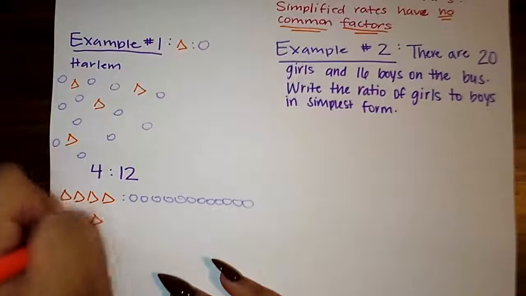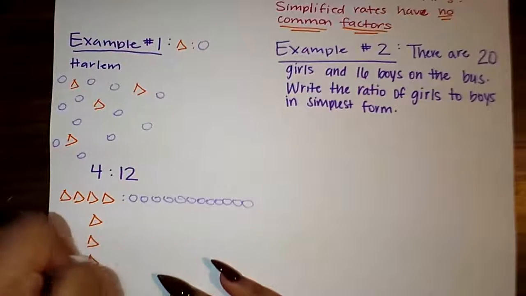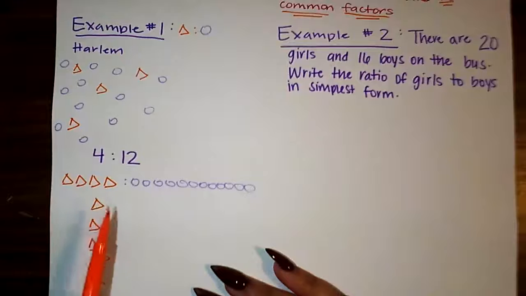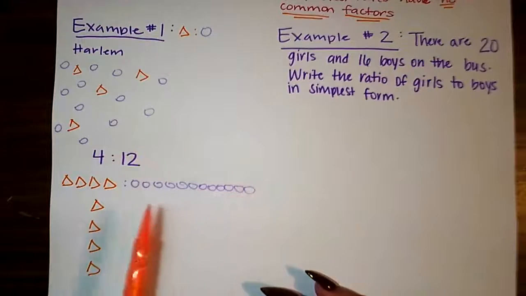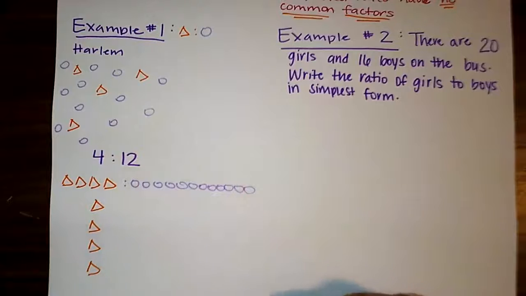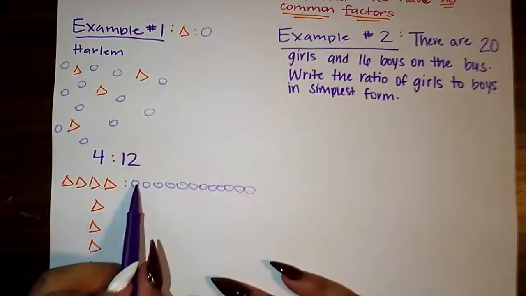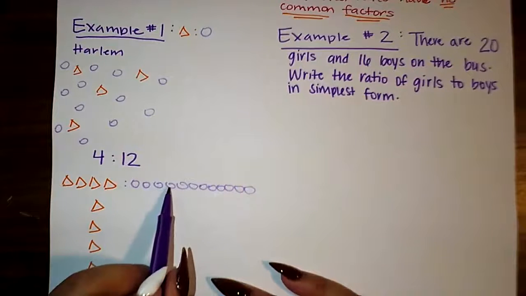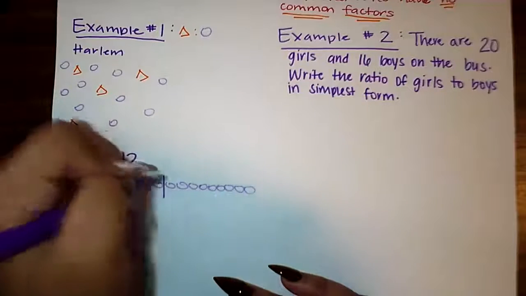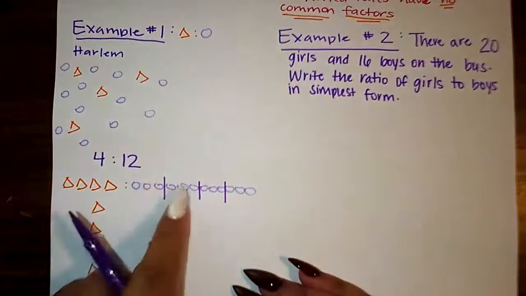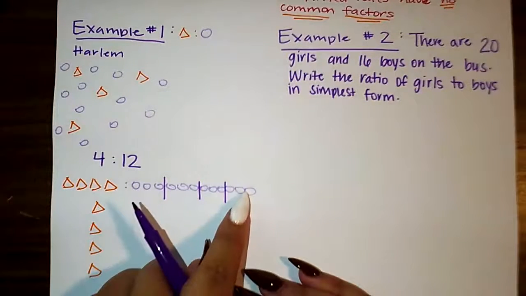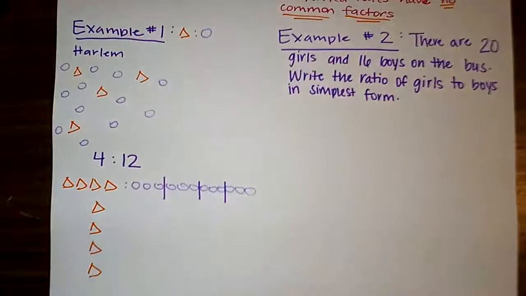So I'm going to put one triangle here, 2, 3 and 4. So I've listed out my 4 triangles. Now that means I need to break my circles into groups of 4. 1, 2, 3 here, 1, 2, 3 here, 1, 2, 3 here. So I broke them into 4 groups. Well, if we notice, each group has 3 circles.